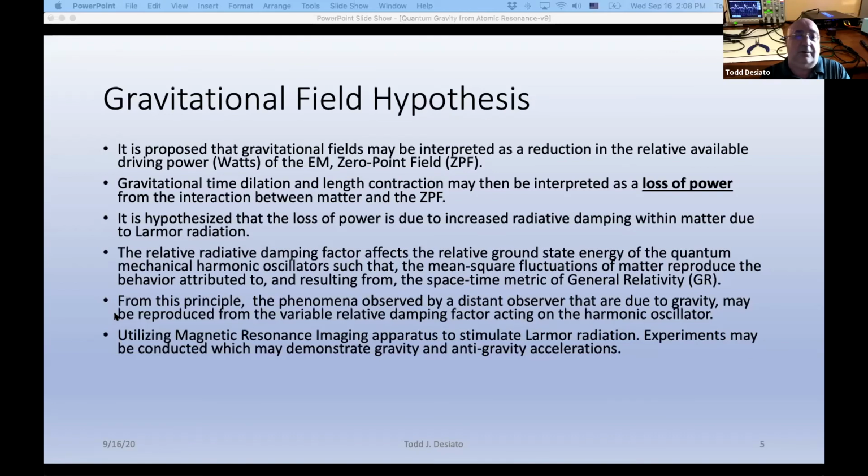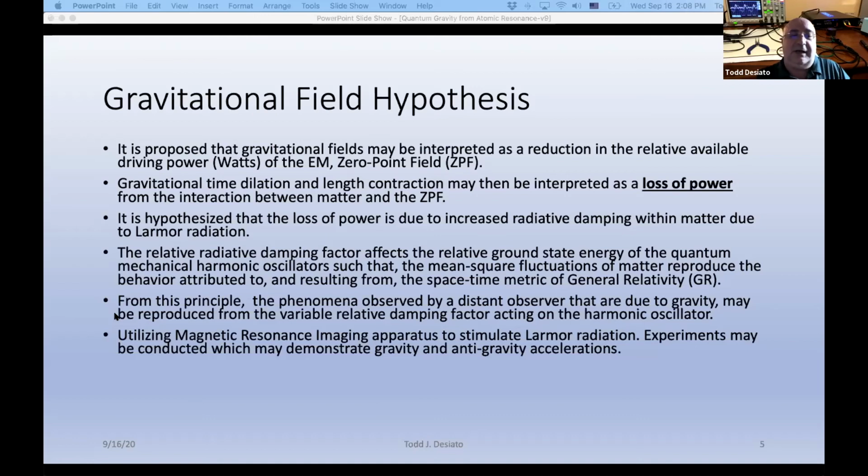due to Larmor radiation. The relative radiative damping factor affects the relative ground state energy of the quantum mechanical harmonic oscillators in matter, such that the mean square fluctuations of matter reproduce the behavior attributed to and resulting from the space-time metric of general relativity. From this principle, the phenomena observed by a distant observer that are due to gravity may be reproduced by a variable relative damping factor acting on the harmonic oscillator. And this is what I presented in 2016.